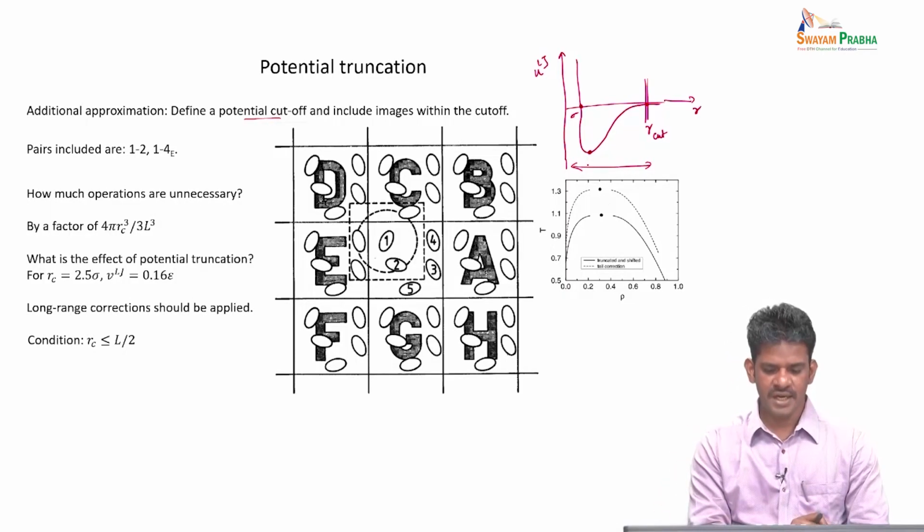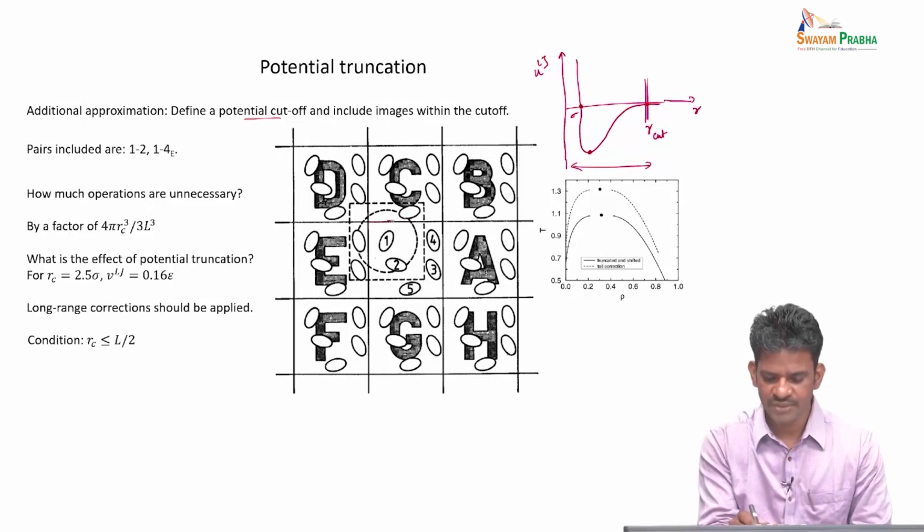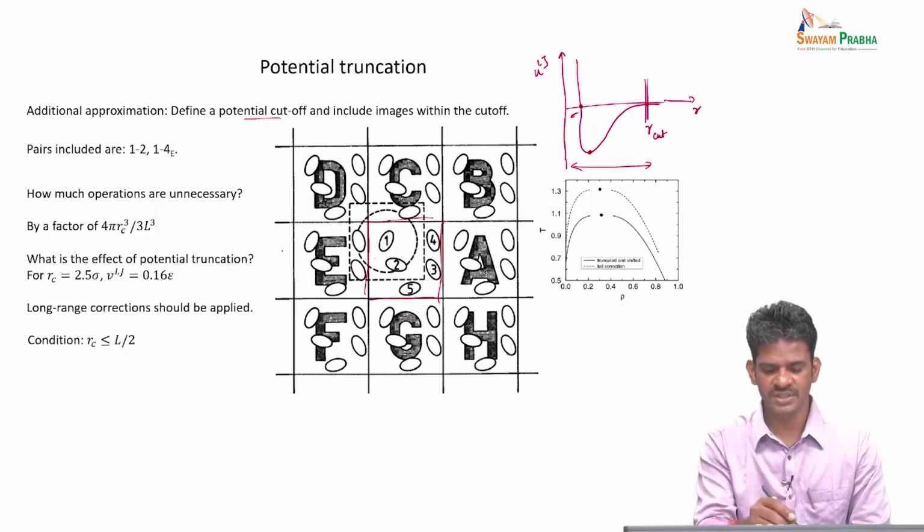So let's see how we can implement this potential truncation. We are looking at the central simulation box and its periodic images A, B, C, D, E, F, G, H.